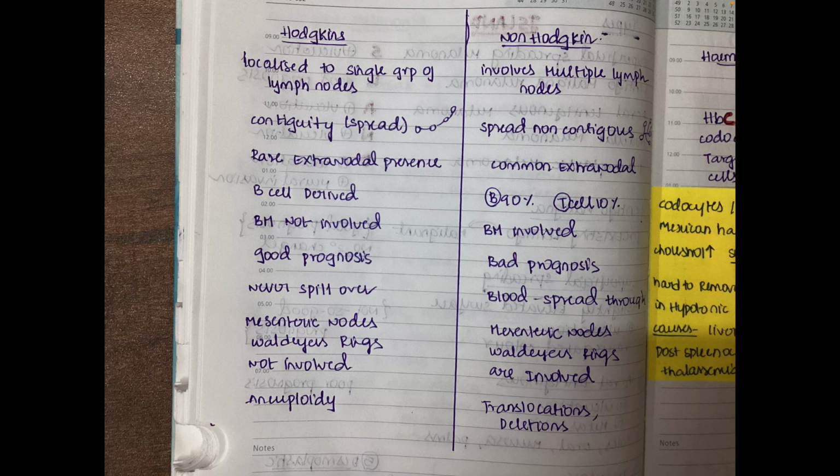And then write about aneuploidy and translocations and deletions. This is about Hodgkin's and non-Hodgkin's differences.